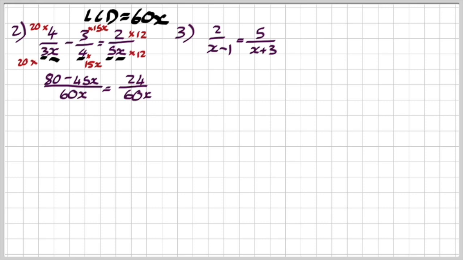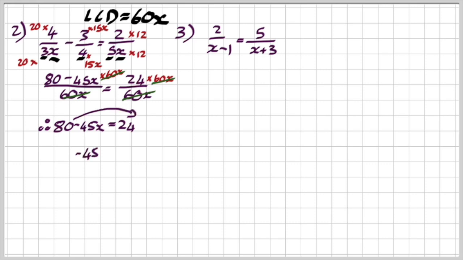Let's think about now, what is the inverse operation of divide? Well, I'm going to multiply by 60x straight through, which means the 60x's are going to cancel out left and right, and it leaves me with 80 minus 45x equal to 24. What kind of an equation is that? It is linear. So I'm going to try and isolate x.